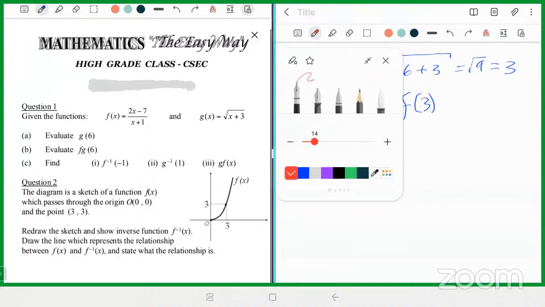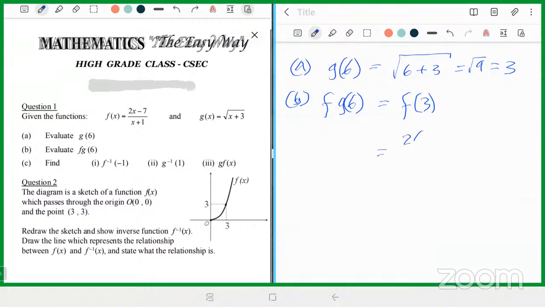And f of 3 means that we're going to put 3 in the f function and work out the value. So that is going to become 2 times 3 minus 7, divided by 3 plus 1. All we did was replace this x with 3 and replace that x with 3. This is 6 minus 7, that's negative 1. That's 3 plus 1 is 4. So the result is negative a quarter.